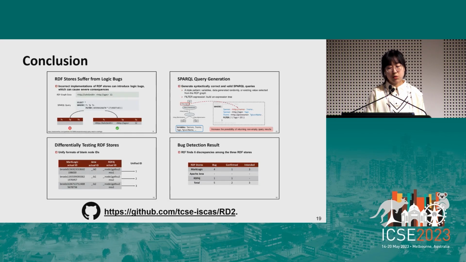In conclusion, we propose a randomized differential testing approach of RDF stores to find logic bugs and have detected 5 logic bugs. Our tool can be found in GitHub. That's all. Thanks for listening.